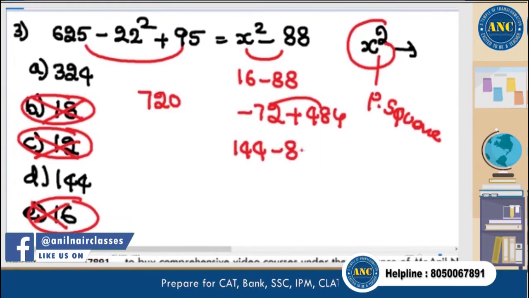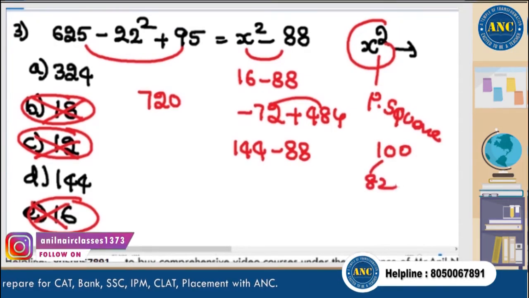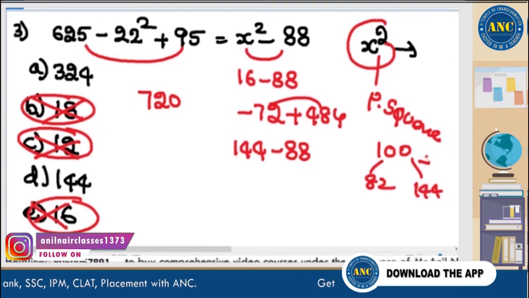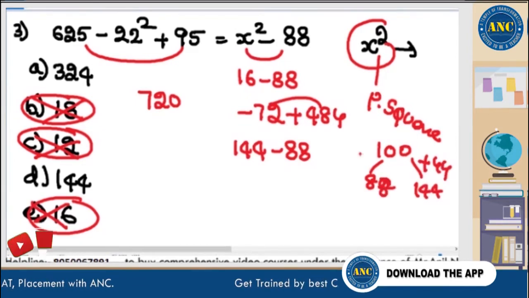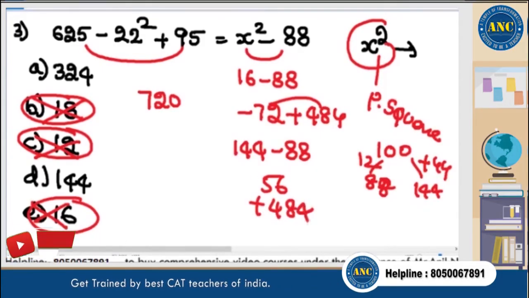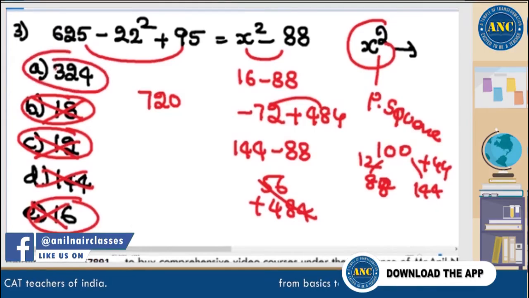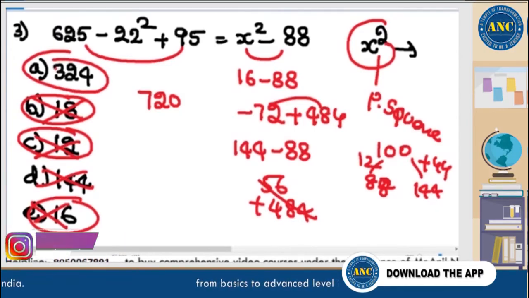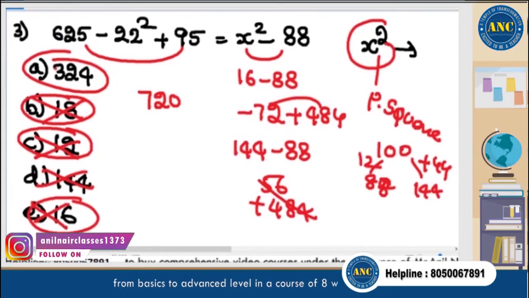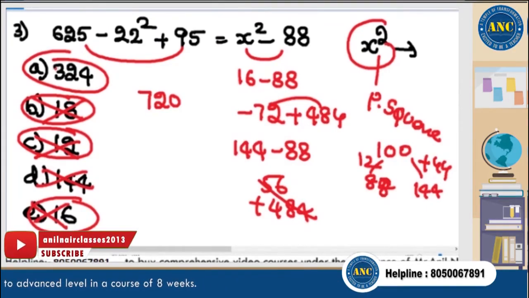144 minus 88 is 12 less than 100. 144 is 44 more than 100. So here it is 12. So it is 56. 56 plus 484 is not 720. Wrong answer. How much time it takes? 324. Right? 625 minus 22 square plus 95 is x square minus 88.